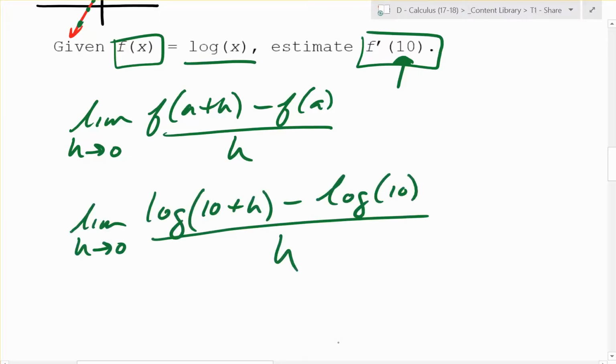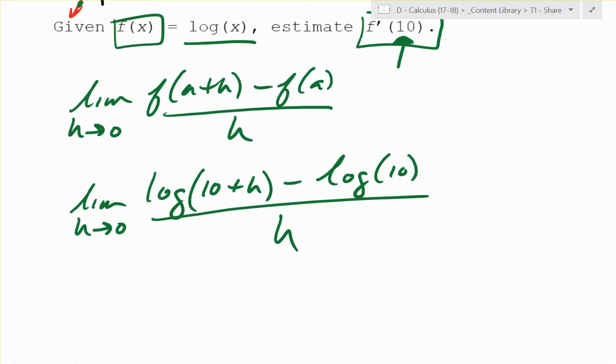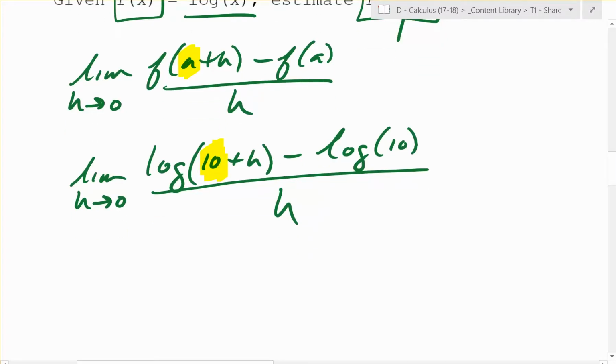It becomes this right here, because again, our a value is 10, so all we did was plug that in. Something you do need to remember if you're going to simplify this nicely is that if log has no base written in, the default base is 10. The default base of log is 10.